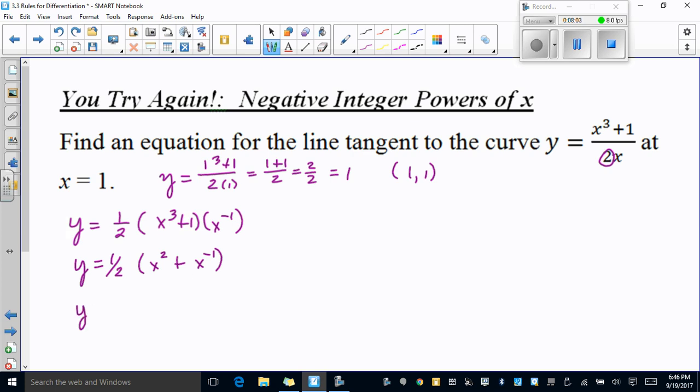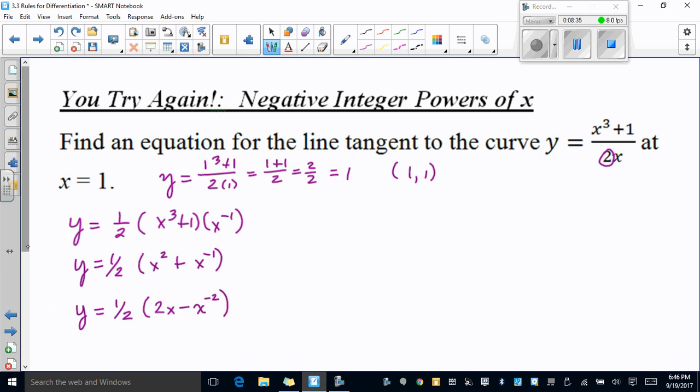Because this is a constant multiplied by something else, the constant's not going to change. Again, this is something I have shown you in class of why you don't have to use the product rule when you have a constant. Okay, derivative of x squared is 2x. That negative is going to make this positive. This negative is going to make this negative, so negative x to the negative 1 and negative 1 is negative 2.